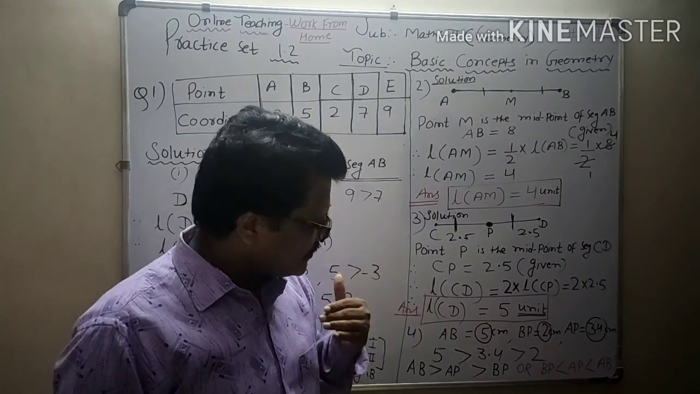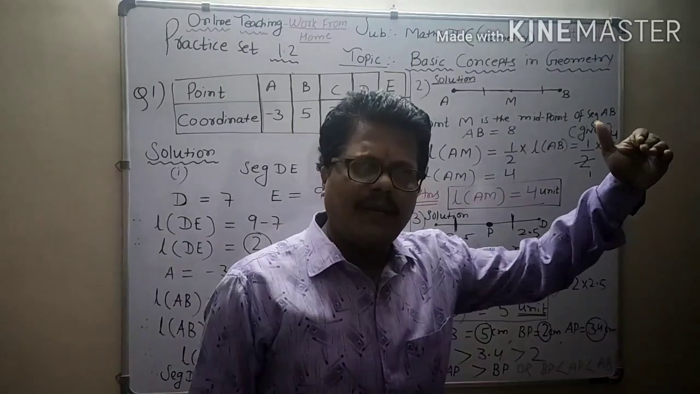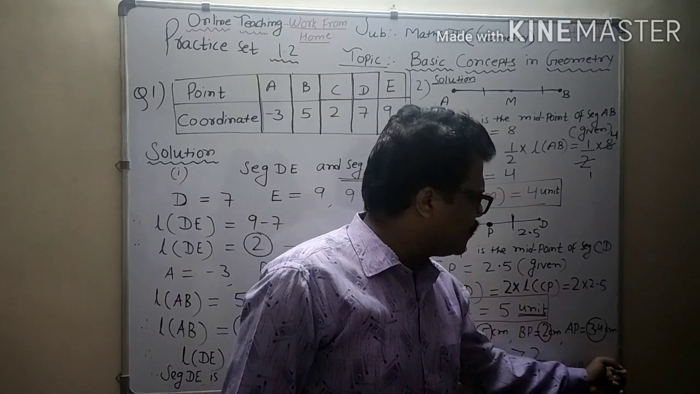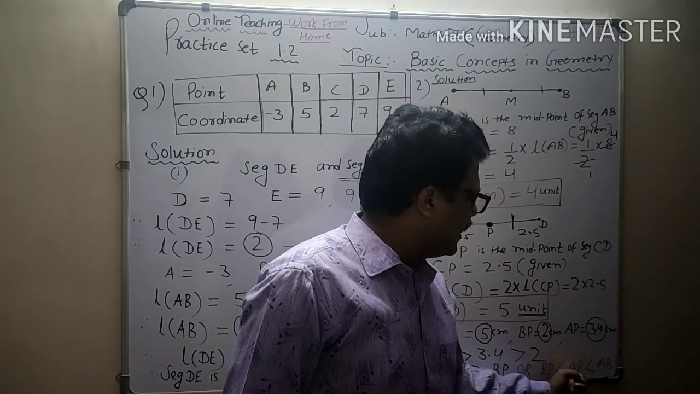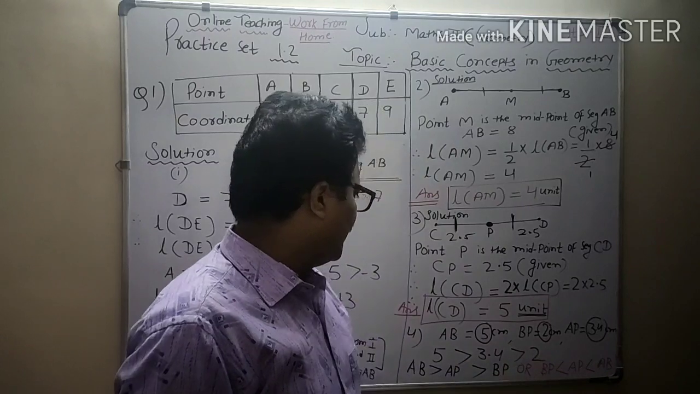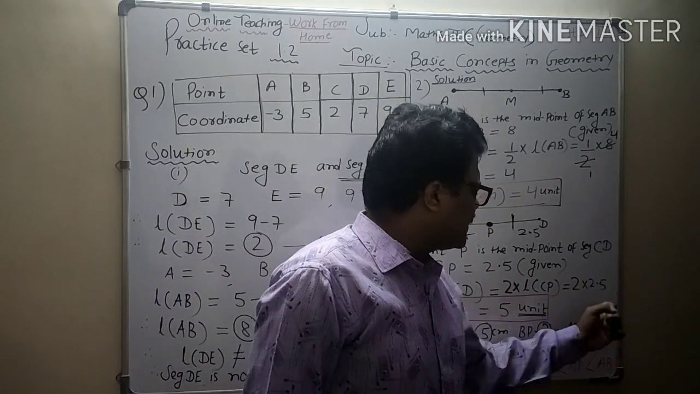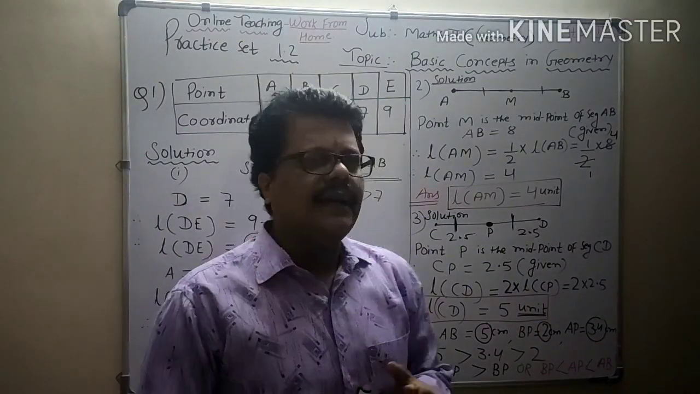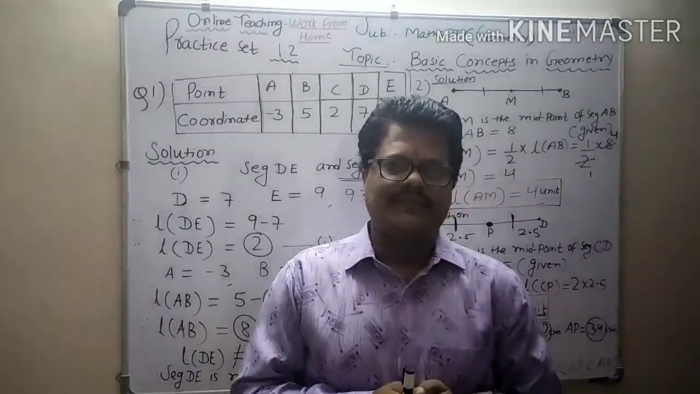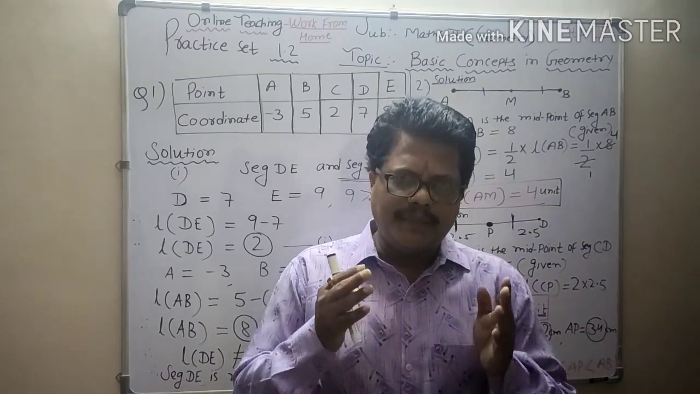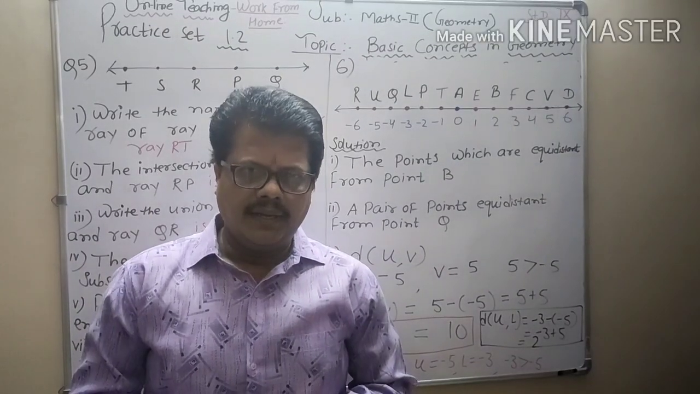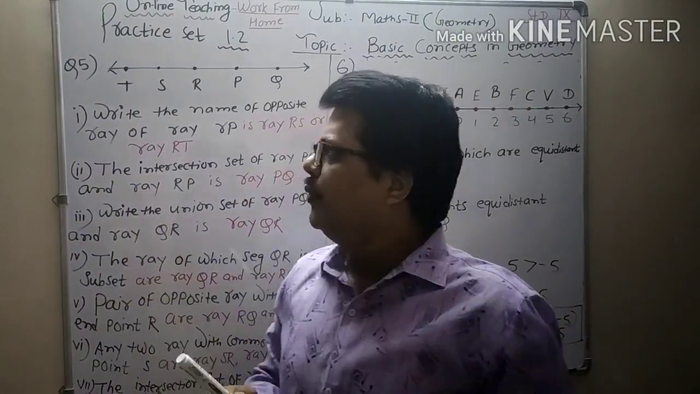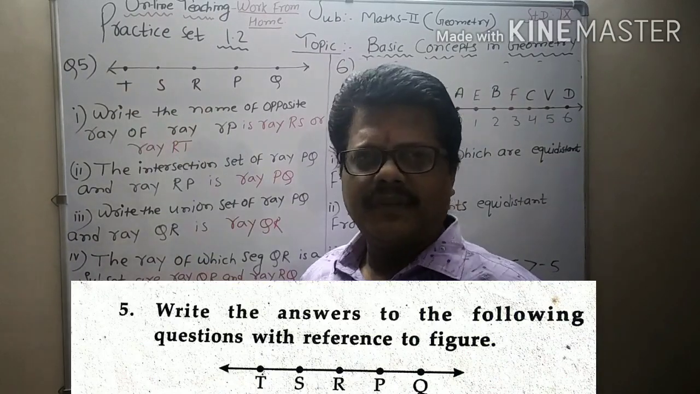That means ascending order. Smaller to bigger. Smallest is BP, then comes AP, then comes AB. BP is smaller than AP and AP is smaller than AB. In this manner, we have completed question number 4 also. Hope you are able to understand the concept. Now let us see the next question of practice set 1.2, question number 5.